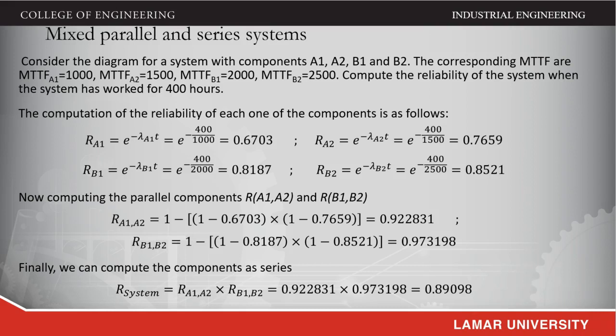Now, before we can do the series, we need to calculate the reliability of the pair A1, A2 working together in parallel. So we do that, and we obtain the value of 92.28% for A's, and the reliability of B's is 97.31. And that is what we would expect, because when we have parallel systems, the overall parallel should be better than the independent component reliabilities.